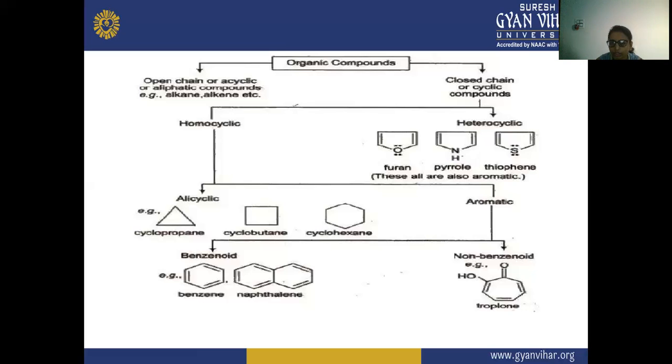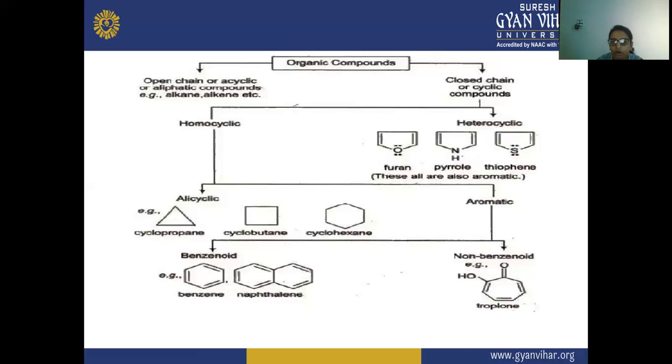So here the organic compounds are those which are containing the carbon atom in them, means they are having carbon and hydrogen in them. Necessarily, there is carbon and hydrogen present in the organic compound. So they are divided into two categories. One is your open chain, and the second one is your closed chain.